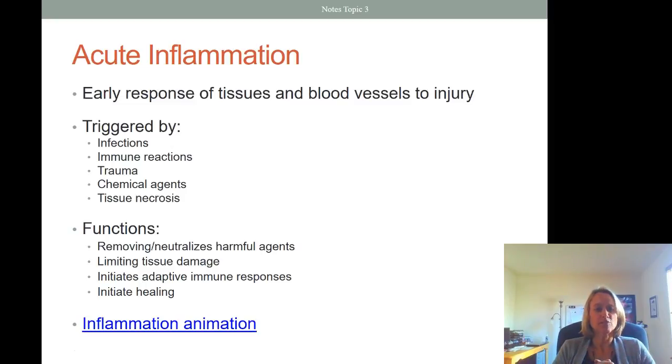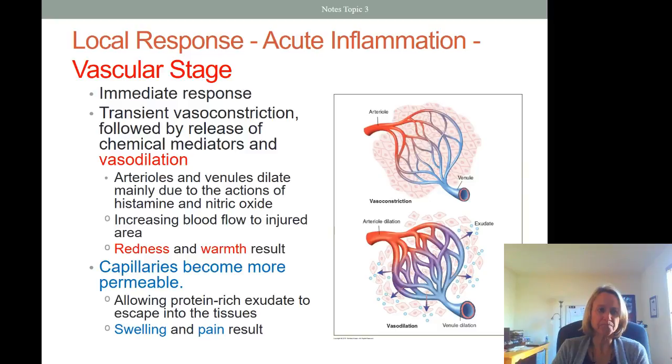The function of inflammation, though, is to help remove or neutralize harmful agents and initiate healing. It's also going to help to limit tissue damage to the surrounding tissue. It's going to help isolate that area. And it's going to stimulate the adaptive arm of the immune response. There is an animation here on inflammation if you want to see a pictorial version of the process.